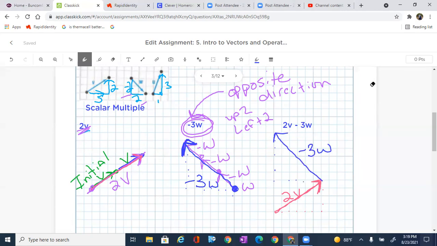Now, our final answer to this is when we start at the initial point of 2V and we go to the terminal point of -3W. So the initial to the terminal, and that is going to be 2V minus 3W. All right, I hope that helps you out with sketching vectors with scalars.